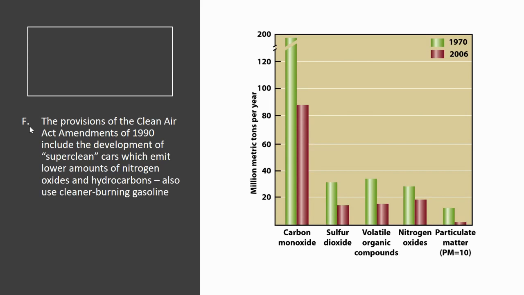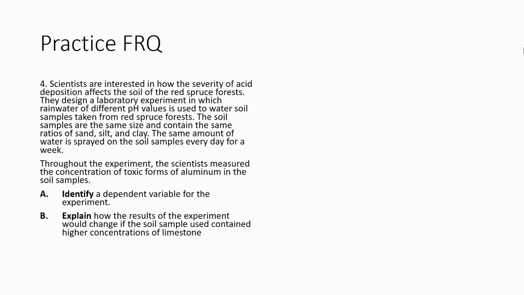Now, the provisions of the Clean Air Act amendments that were made back in 1990 do include the development of super clean cars, which should emit lower amounts of nitrogen oxides and hydrocarbons, also using cleaner burning gasoline. Everyone, in order to wrap up our video, here's just a quick little practice FRQ. Please make sure you read through the FRQ, pause the video, take a few moments, and answer the 2 questions.